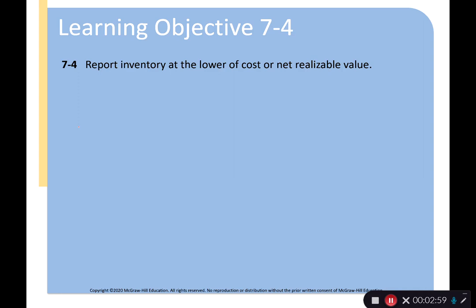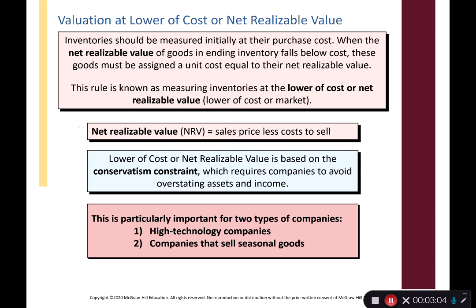Now we're going to talk about recording our inventory at the lower of cost or net realizable value. Inventories are originally recorded at what we pay for them. When the net realizable value of the goods falls below the cost, then we need to reduce the cost of our inventory. The rule that requires this is known as the lower of cost or net realizable value, which is also called the lower of cost or market rule. What does this mean? It means we need to record our inventory at the lower of cost or its net realizable value, which is the selling price minus any cost to sell, for example, if we give a commission.